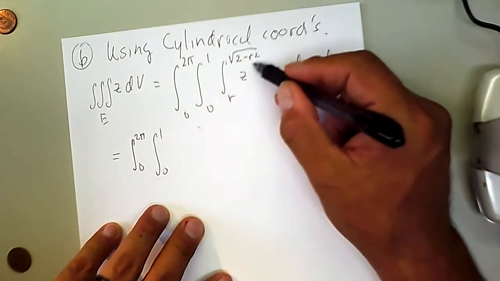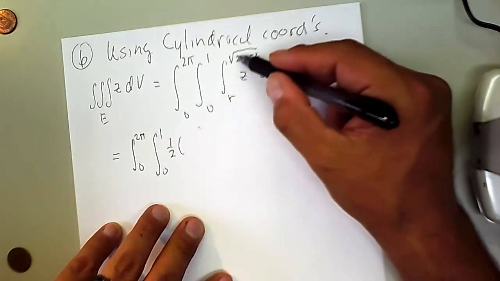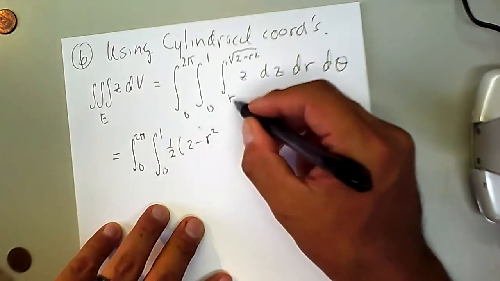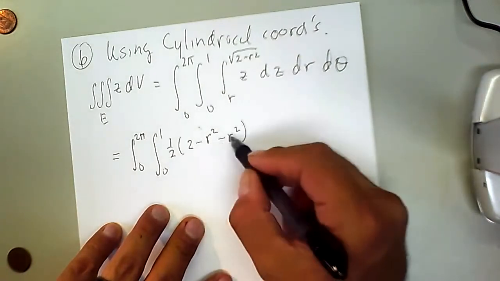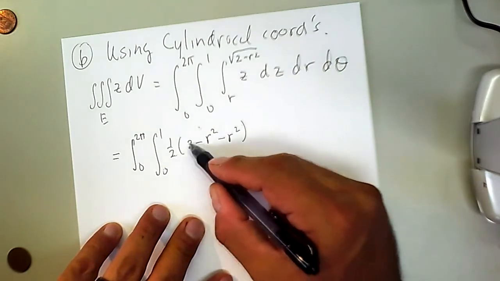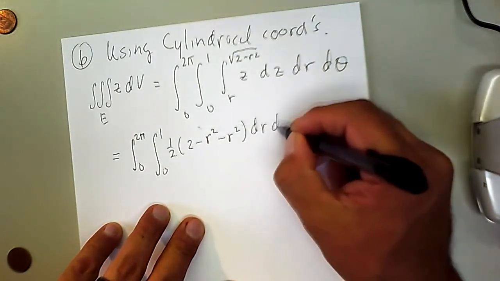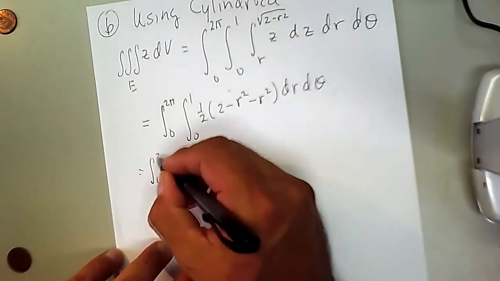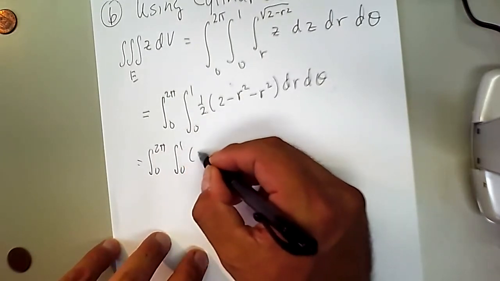We still have z squared over 2. So there's the over 2 part. Z squared, that means square that, 2 minus r squared minus r squared. So again, we have duplicity of r squareds, which cancels with this 2 in the denominator, and also with that 2, dr d theta. So 0 to pi, 0 to 1.